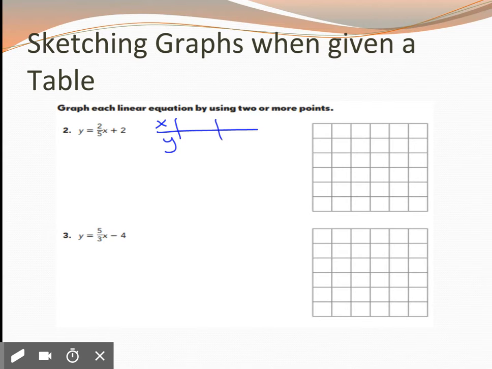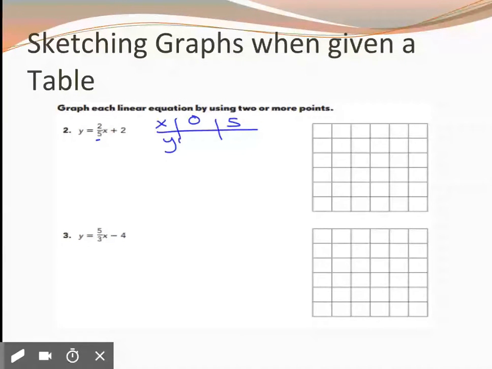And all we really need, like I said, is 2 points to graph a line and make a straight line. So I'm always going to use 0 for my x for 1 because it's easy. And then anytime I have a fraction for my slope, I'm going to pick the denominator. We'll see why in a minute.